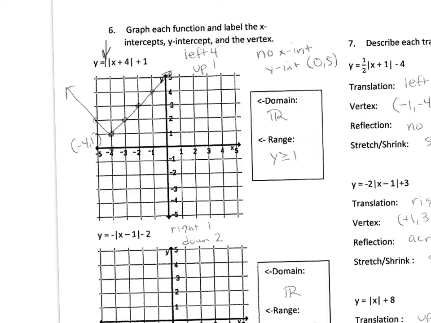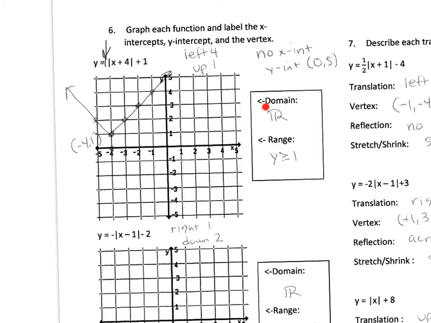And then if I extended this part of the absolute value, it crosses the y-axis at 5. So this is my y-intercept. I wrote the y-intercept as an ordered pair, 0, 5. My x-intercept is where the function crosses the x-axis. So you can see that it doesn't cross the x-axis.